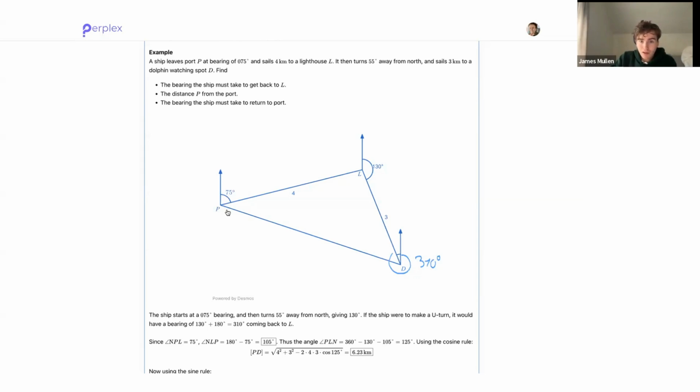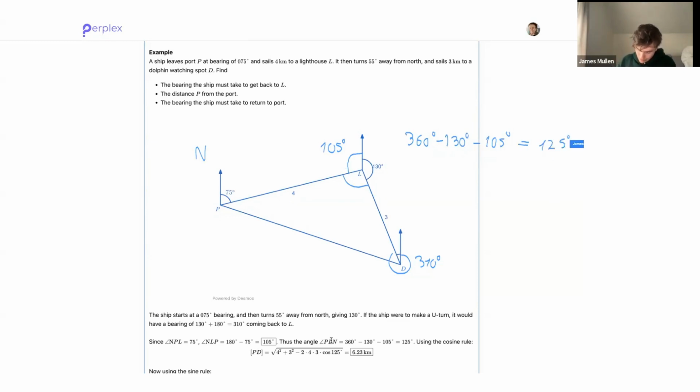And that means that the angle between the north, if I say this is NPL, so this angle here is 75 degrees, that means that this angle here is 180 minus 75, is 105 degrees. That's another property of parallel lines, that if these are parallel, then these angles add up. This is theta and 180 minus theta. Okay, that's 105 degrees. And therefore, the angle PLN, so the angle inside here, is 360 degrees minus 130 degrees minus 105 degrees, is 125 degrees.